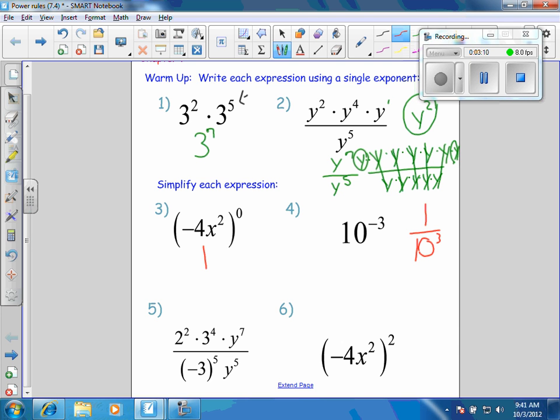And now the directions aren't right as a single exponent. It's actually saying to simplify. So it's another step. What's the value? 1 over 1,000. Correct. 1 over 1,000. Perfect. Who wants to tackle number 5?